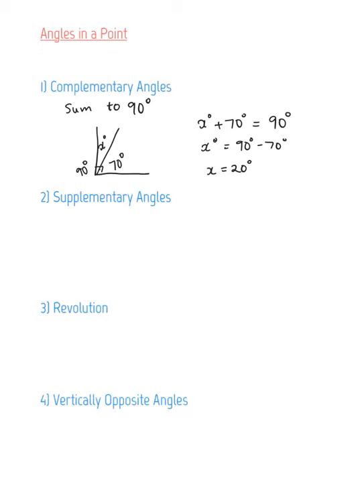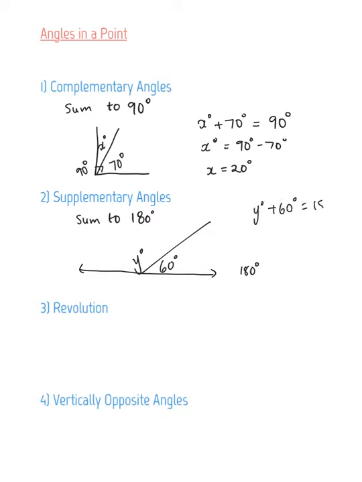Supplementary angles sum up to 180 degrees. So these are straight lines. If we have a look at a straight line over here, that adds up to 180 degrees. Let's say over here is 60 degrees and we have Y here. We can then conclude that Y degrees plus 60 degrees gives us 180 degrees. So Y degrees is 180 minus 60 degrees, so Y degrees is 120 degrees. So that's called a supplementary angle.